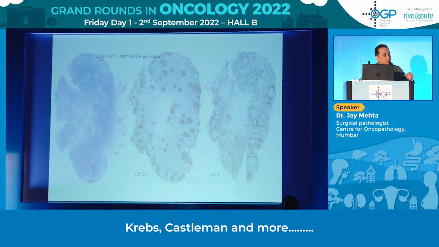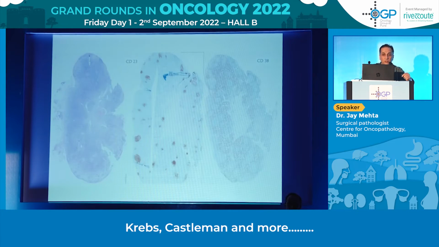You can see that CD3 highlights a certain proportion of T cells in that interfollicular region. CD23 highlights the FTC, very tight FTC meshworks within the follicle germinal centers. But what's really interesting is on the extreme right, you're seeing this CD38, sheets of plasma cells in the interfollicular region. So there are less T cells, but more of plasma cells here.